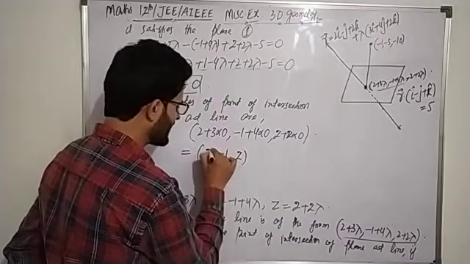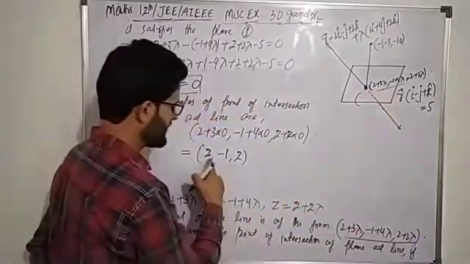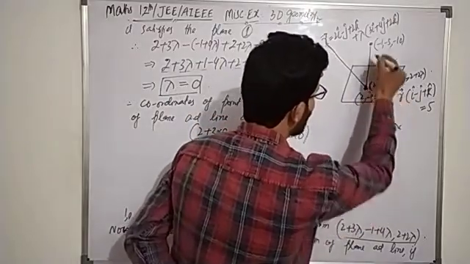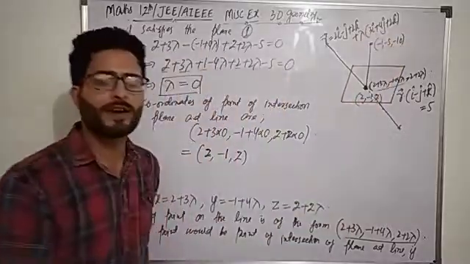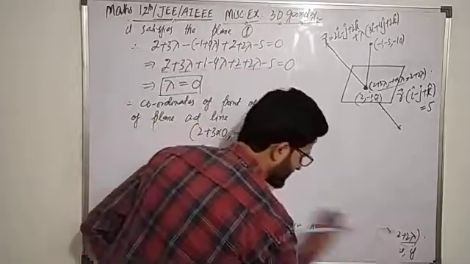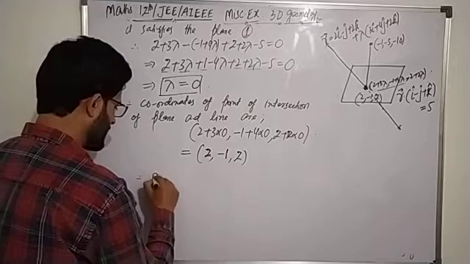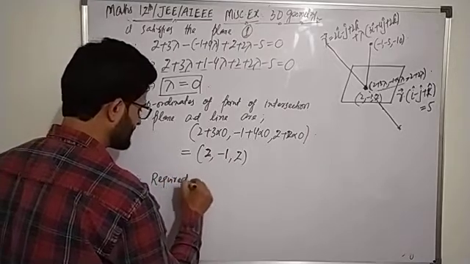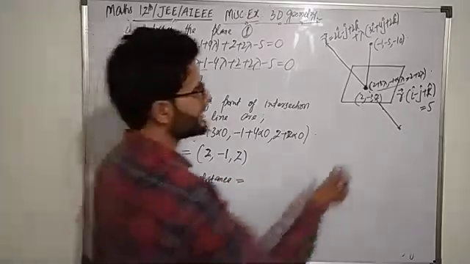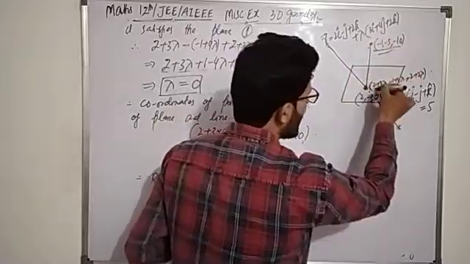So the point of intersection of line and plane, this point has the coordinates, yes, 2, minus 1, 2. Since we have the coordinates of both the points, now we can find the required distance. Therefore the required distance must be equal to, since suppose this is point A, this is point B, we are going to find the distance between the 2 points A and B.